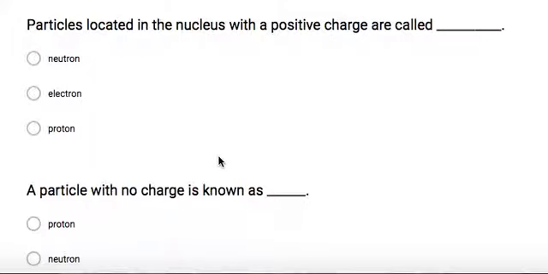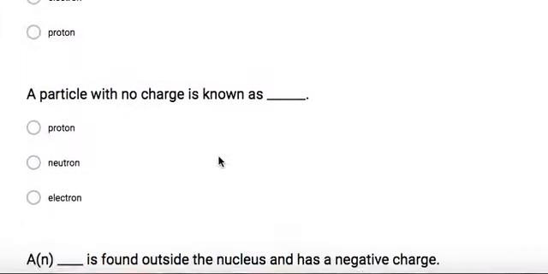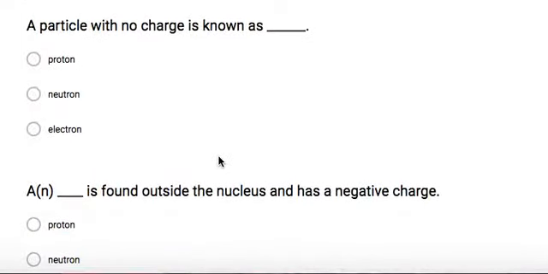For these multiple choice questions, some of your answer choices may be in a different order. Some of them may be in the order that I'm reading them. Particles located in the nucleus with a positive charge are called a neutron, electron, or proton. A particle with no charge is known as proton, neutron, electron.